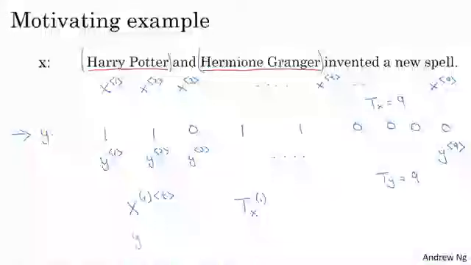And similarly, yit means the tth element in the output sequence of the ith training example, and tyi will be the length of the output sequence in the ith training example. So in this particular example, txi is equal to 9, but if you had a different training example with a sentence of 15 words, then txi would be equal to 15 for that different training example.